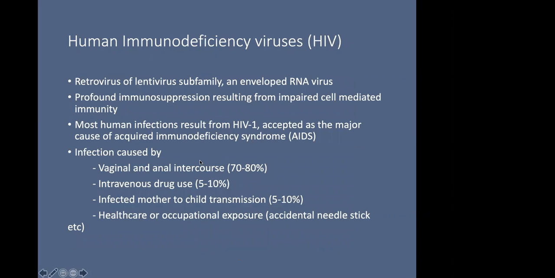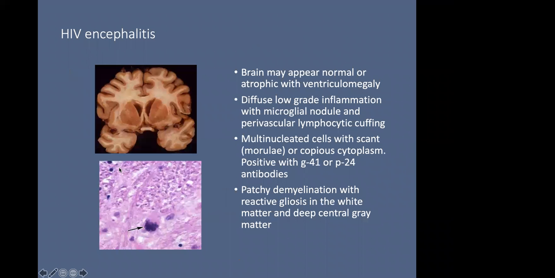The next viral disease is HIV, a very important disorder. HIV usually produces encephalitis and 2 other disorders in the brain. The brain as such grossly may appear normal, or if it's in an advanced stage, the brain can appear atrophic, especially if the patient is demented.